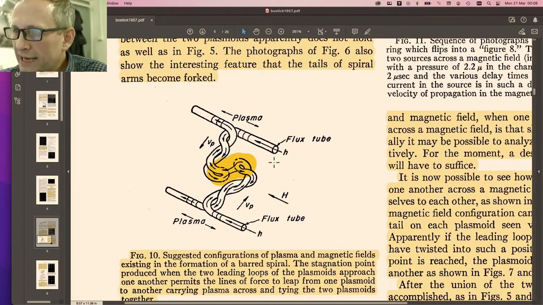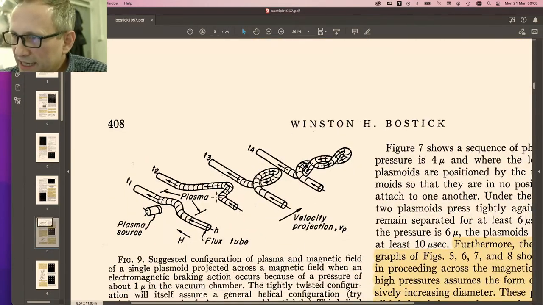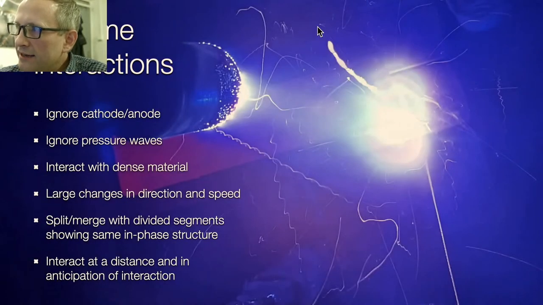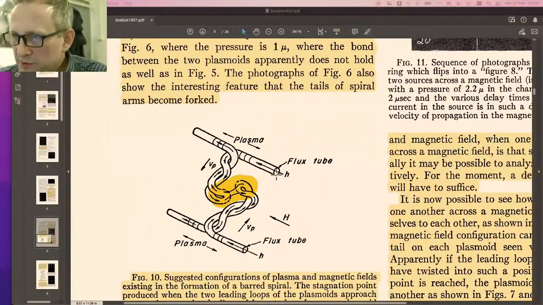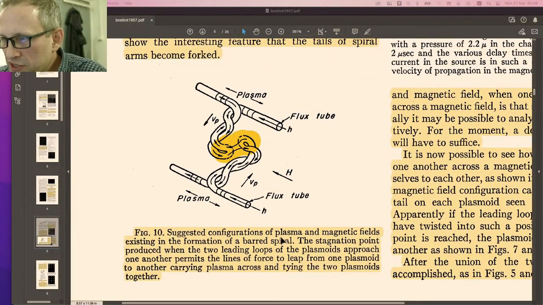So, what he's saying is, these structures here, which we have clearly seen, absolutely certainly, without a shadow of a doubt, in the Vega experiment, lead to, when you have two of them coming together, this is his argument, a suggested configuration of the plasma and magnetic field existing in the formation of a barred spiral. The stagnation point produced when the two leading loops of the plasmoids approach one another permits the lines of force to leap from one plasmoid to another, carrying plasma across and tying the two plasmoids together.